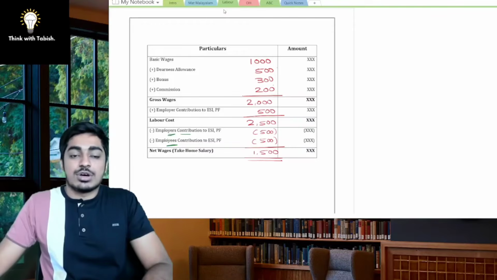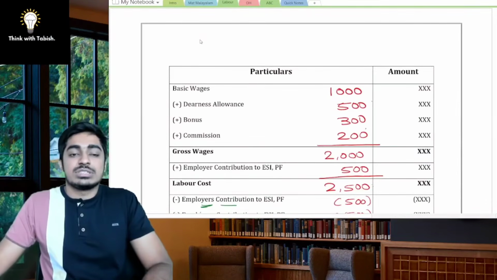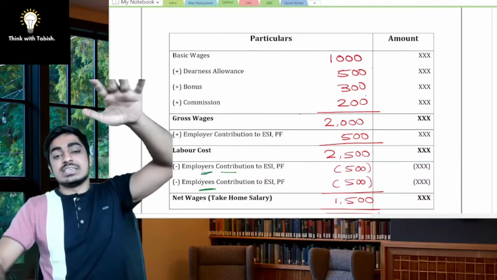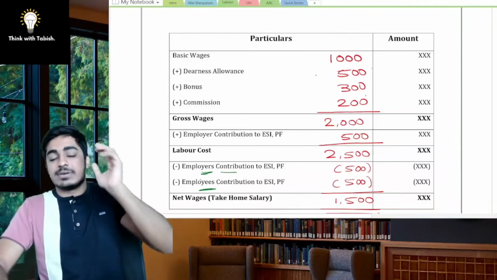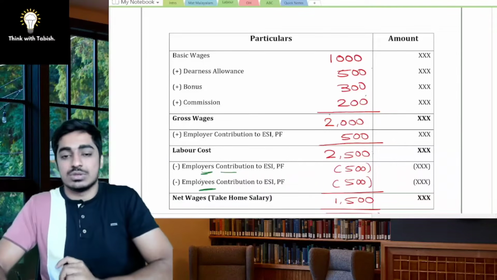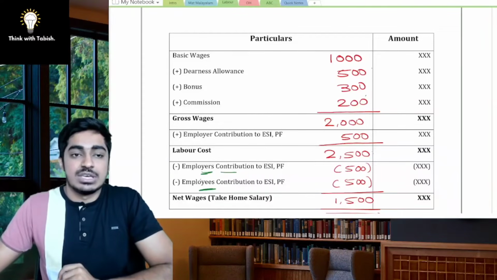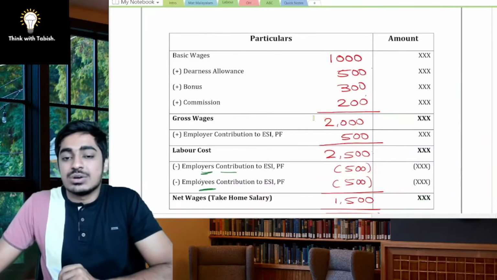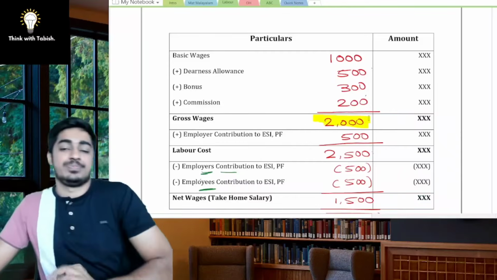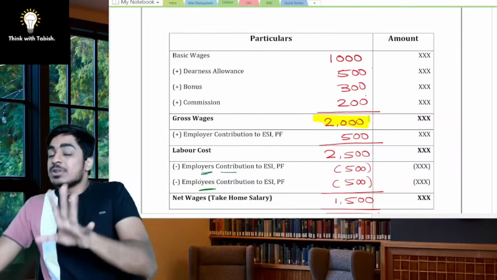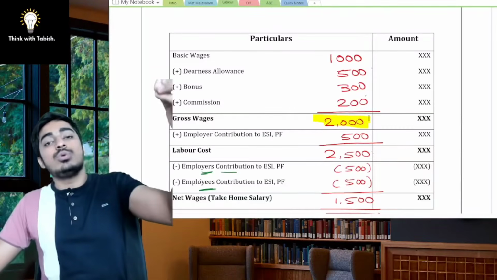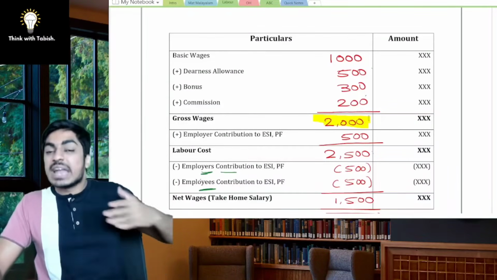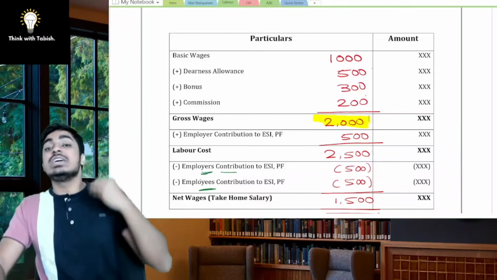We have one final concept, that is the calculation of labor cost. We have gross wages, total labor cost, and net wages. What is it? Let's discuss this with the help of an example. So basic wages 1000 rupees plus dearness allowance 500 plus bonus 300 plus commission 2000. This gives us 2000 rupees. What is it? It is the gross wages. The employer says, this is the gross amount I am incurring for you. But apart from this, he also has to make some amount towards ESI and PF, which is not to the employee, but it is to the government.